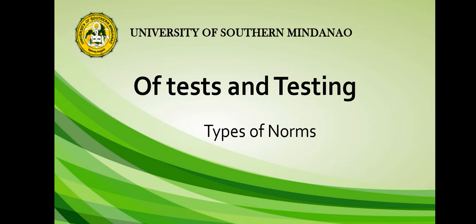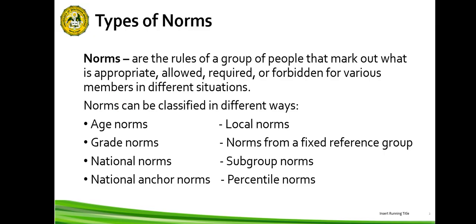Okay, in continuation with the topic entitled tests and testing, at this point, let us proceed to the types of norms. But before that, let us define norm first. A norm is the rules of a group of people that mark out what is appropriate, allowed, required, or forbidden for various members in different situations. So, it is what is being imposed as the standard in society.